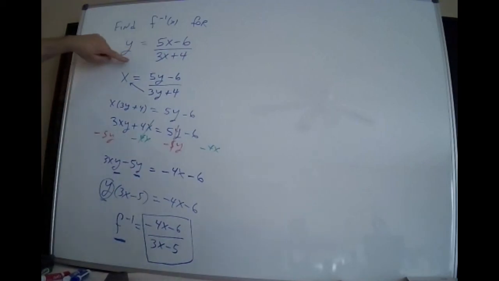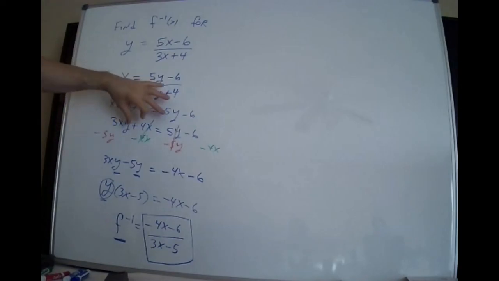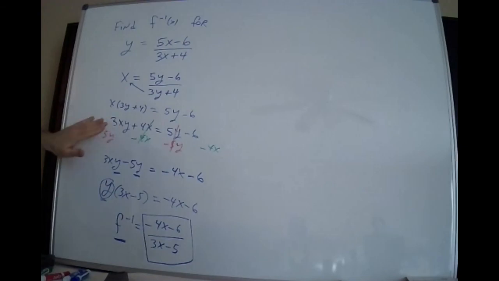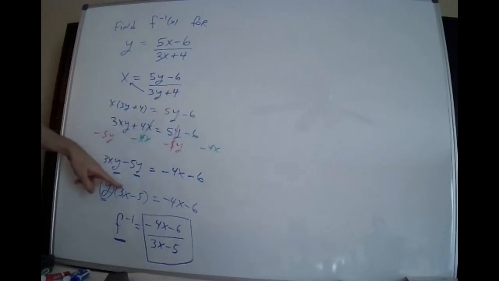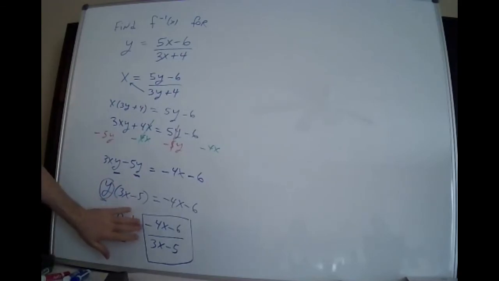All right, so again, switch x and y in the beginning. Start solving for y. Cross multiply, crisscross, distribute, collect the y's. Everything with a y on the left, everything without a y on the right. Factor out the y, divide, and then it's over. So this is the inverse function.